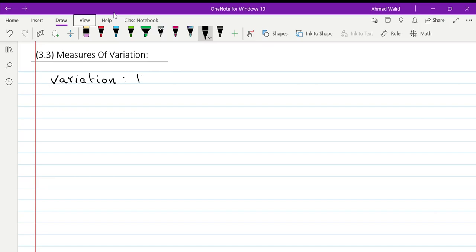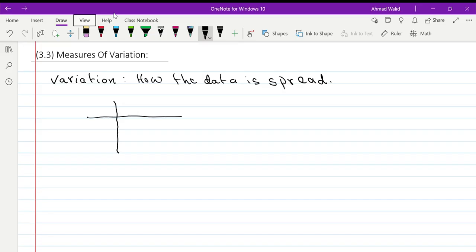Variation means how the data is spread. That's it. Very simple definition. How the data is spread, we call it variation. To explain more why we are using variation and how we can calculate it, let's focus on this example. You will see the difference why. Then I'll give you some properties, then we give you some formula, and easily you can understand.